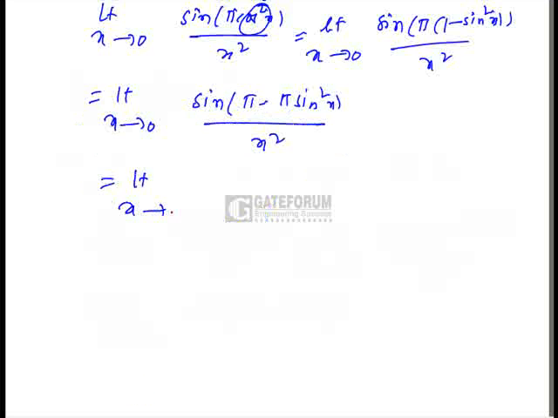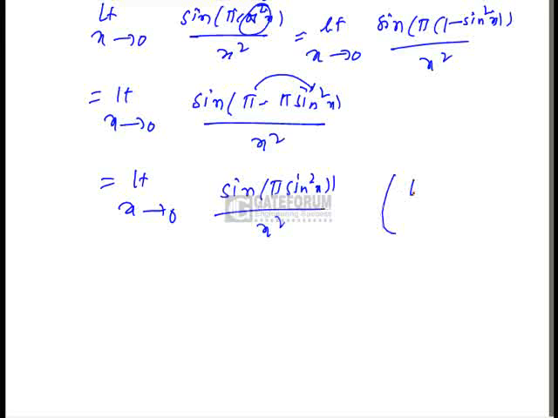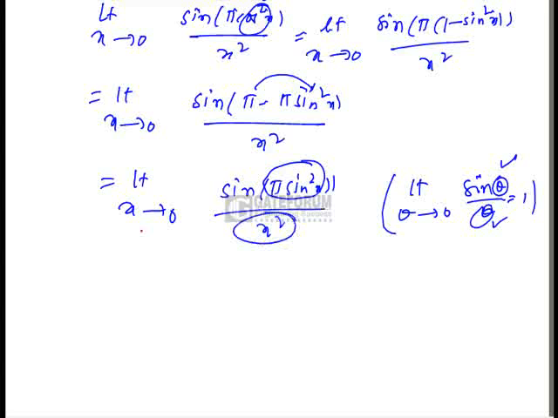as limit x tends to 0, sine 180 minus theta is nothing but sine theta, which is sine pi sine square x by x square. Now, we know limit theta tends to 0, sine theta by theta is always 1. So, if it is theta, it should be theta now. So, look into the function here. Theta is nothing but pi sine square x. So, even in the denominator, it should be pi sine square x. So, we will multiply and divide by pi sine square x.